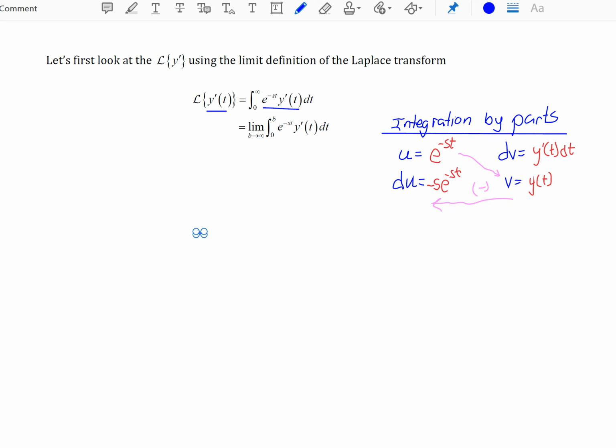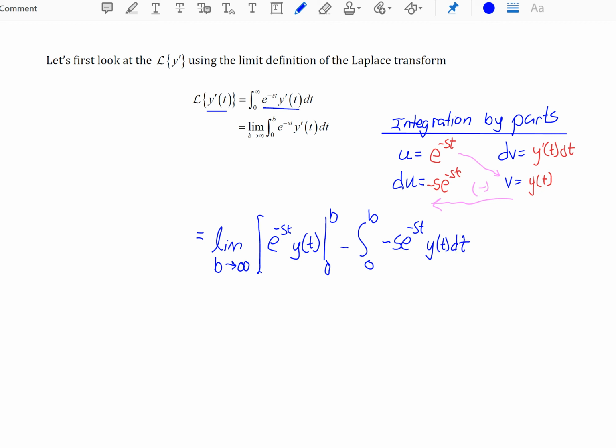Thus, our integral can be rewritten as the limit as b goes to infinity of e to the negative st y of t, and this will be evaluated on the interval from 0 to b, minus the integral from 0 to b of v du, which would be negative s e to the negative st times y of t dt. And I just noticed I didn't write our dt here.